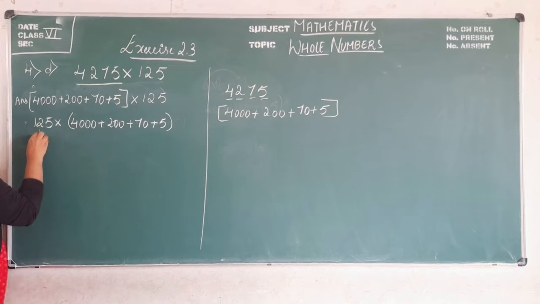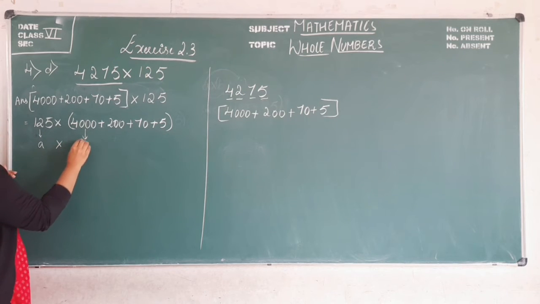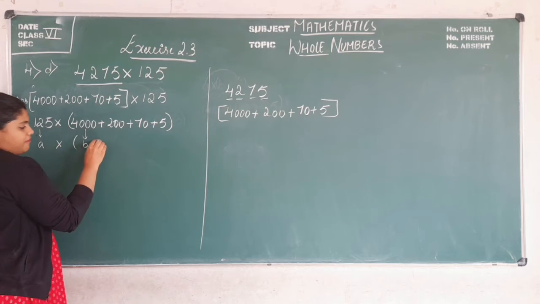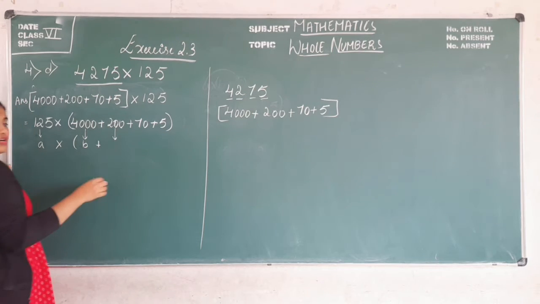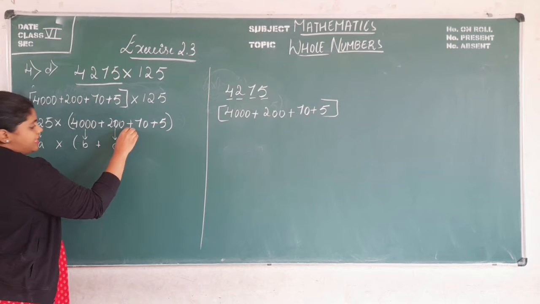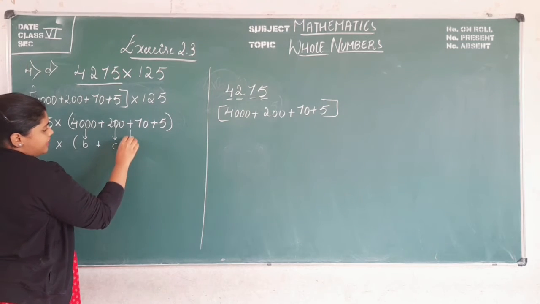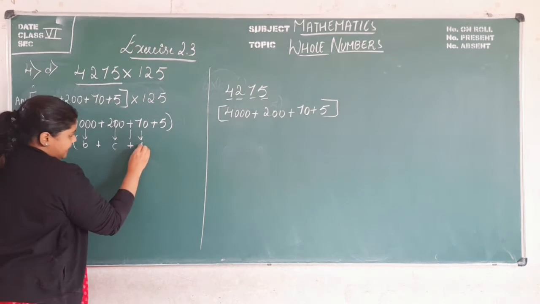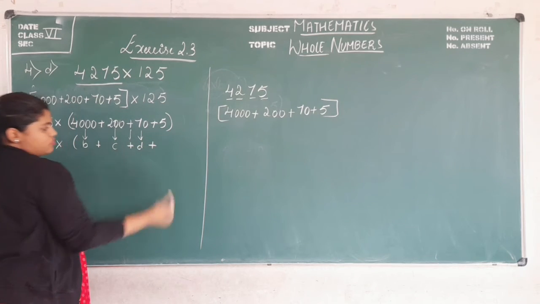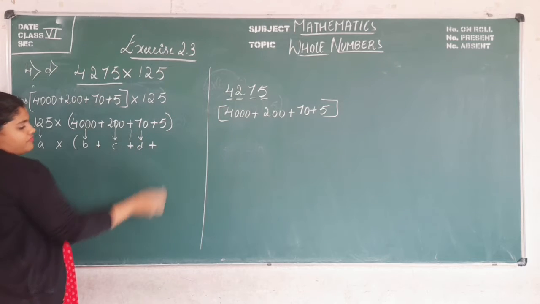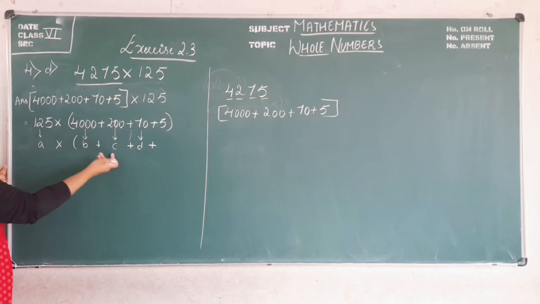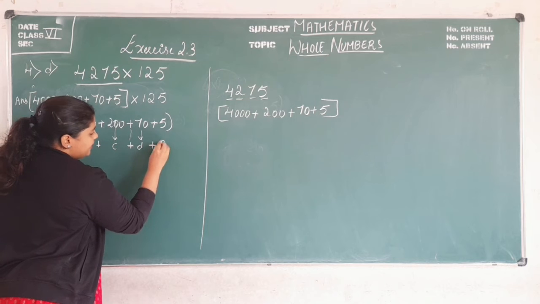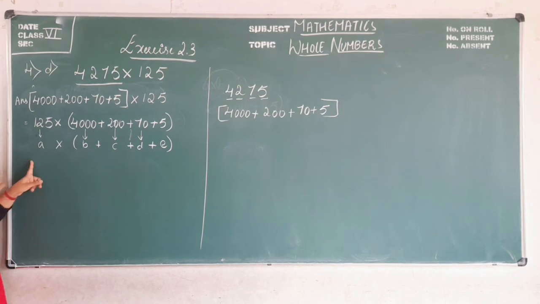If I consider 125 as A into, here I can consider this 4000 as B. We have a plus sign. I can consider this 200 as C. Then again we have a plus sign, so I can take it as it is. Then in the place of 70, I will be writing D. Then we have a plus sign, so plus. Then we have 5. In the place of 5, A, B, C, D, E, so I will be writing E. So now this is of the form of the distributive property.